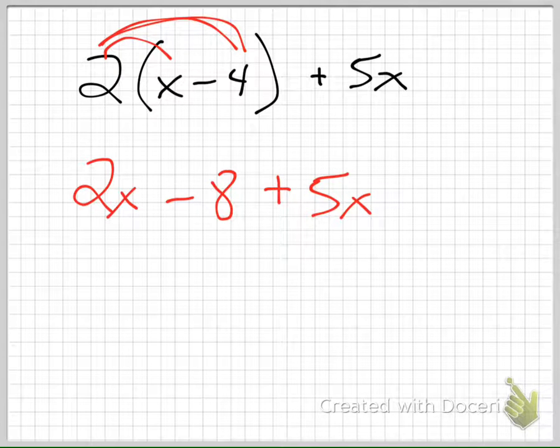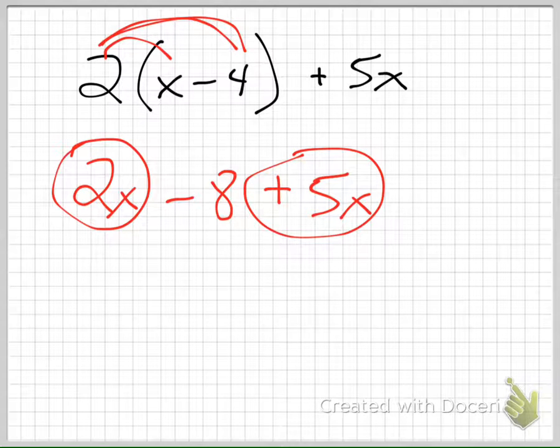I'm done with that now, and I bring this down, plus 5x. What am I allowed to do now? If you left this, I would mark it wrong. What am I allowed to do now? Combine like terms. Can I combine this 2 and that 8? No. What about the 8 and the 5? No. Why not? They don't have like terms, right? But can I combine the 2x and the 5x? Absolutely.